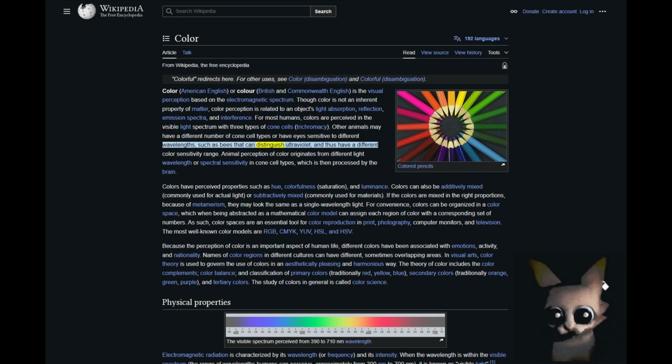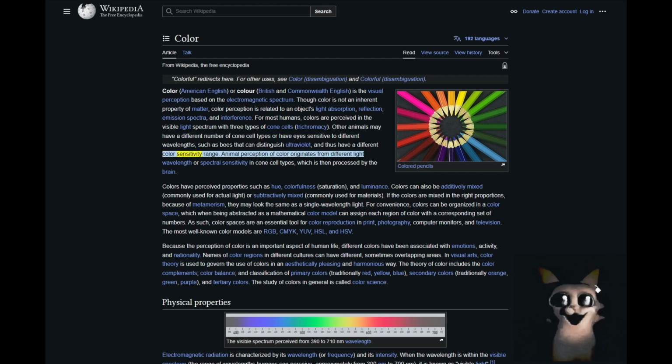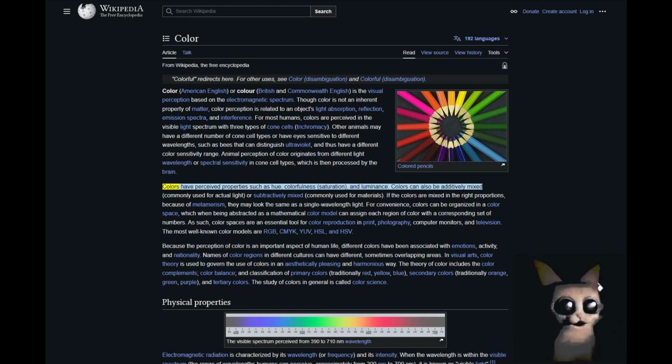Other animals may have a different number of cone cell types or have eyes sensitive to different wavelengths, such as bees that can distinguish ultraviolet, and thus have a different color sensitivity range. Animal perception of color originates from different light wavelength or spectral sensitivity in cone cell types, which is then processed by the brain. Colors have perceived properties such as hue, colorfulness, saturation, and luminance.